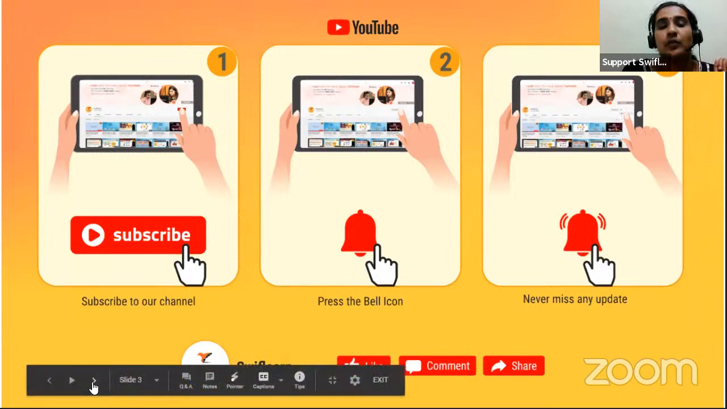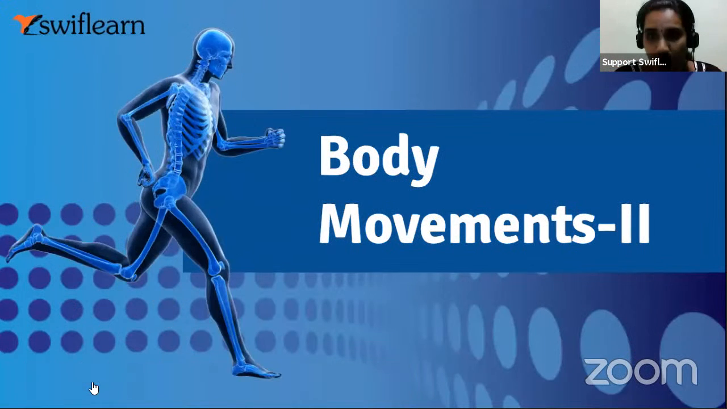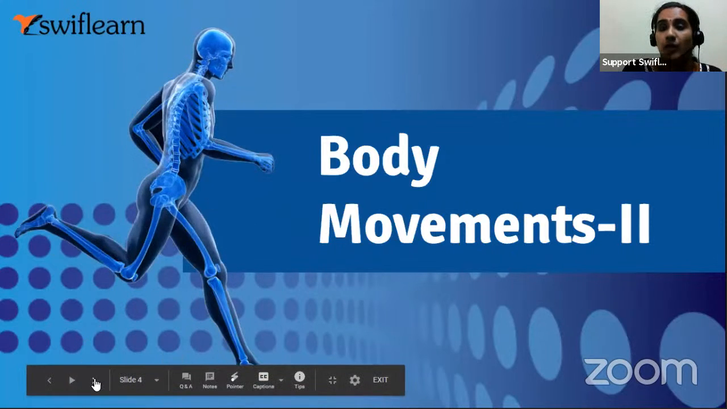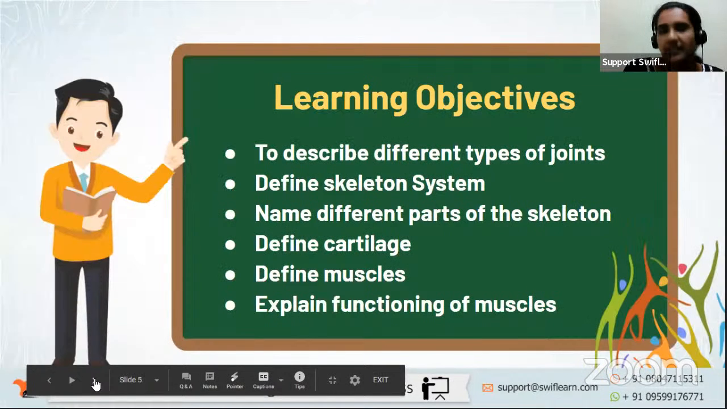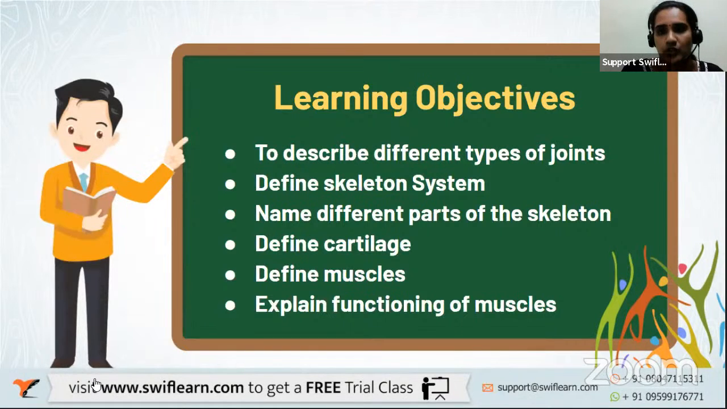Yes, so now we are moving to a session, and this is about body movement part 2. We are going to study in detail about body movement. Last class we were dealing with body movements, and this time, in the learning objectives, we will describe different types of joints. Then define the skeletal system and name different parts of the skeleton. Define cartilage. Define muscles and explain the functioning of muscles. So these are the things we are going to study today.